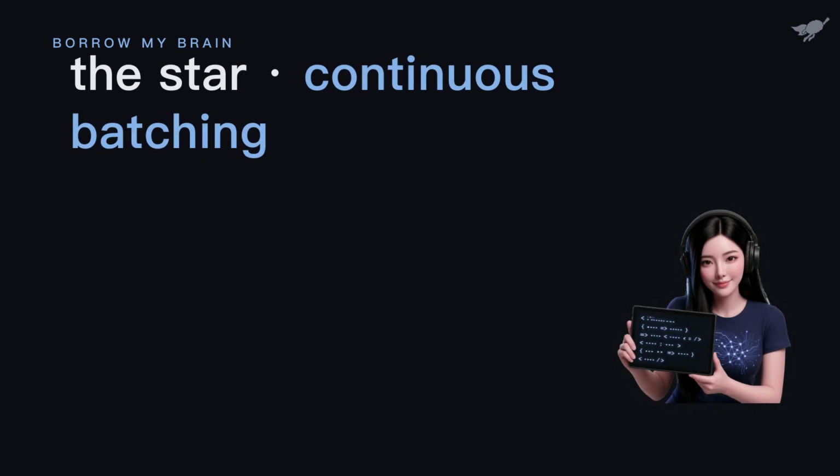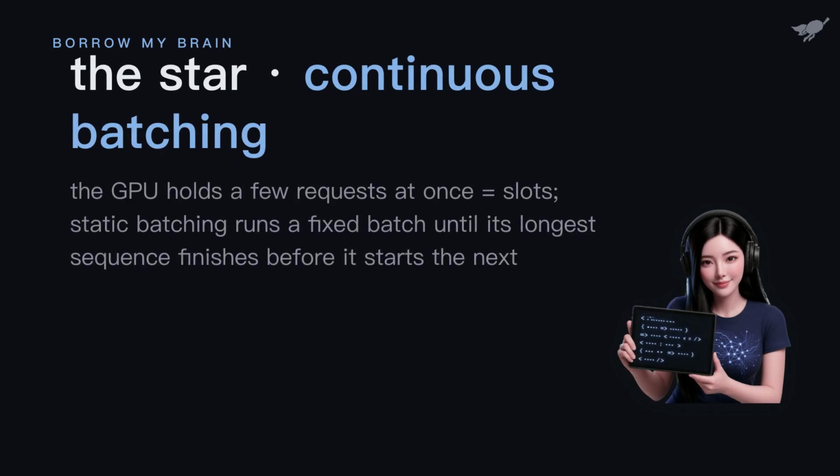Part 1, and the star of the show. Continuous batching. A GPU can hold a fixed number of requests at once. Let's call those slots. Say, 4 slots. The most naive approach is called static batching. You gather a batch of 4 requests and run them together, and you don't swap in the next batch until the longest request in this one finishes.